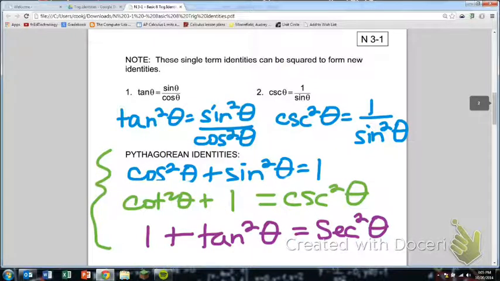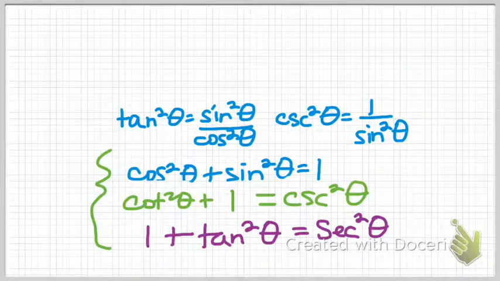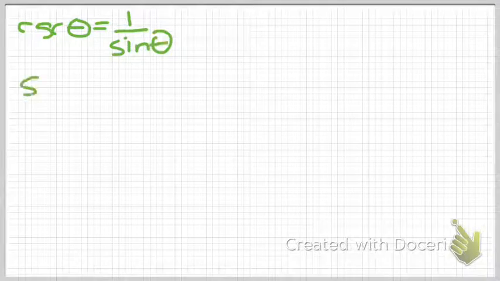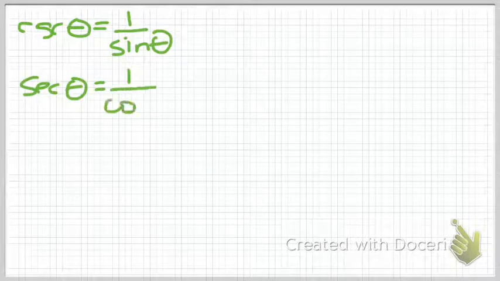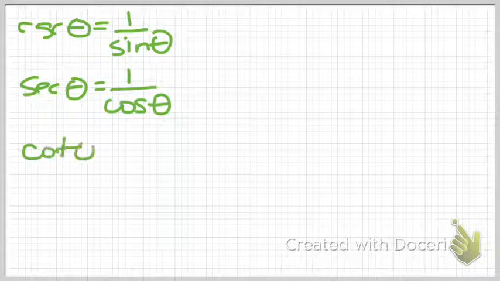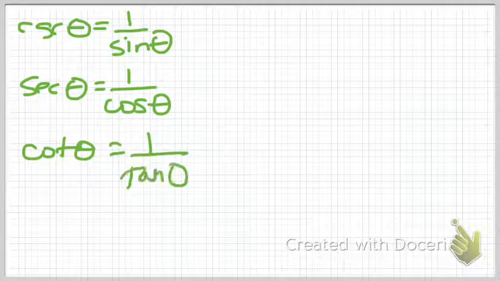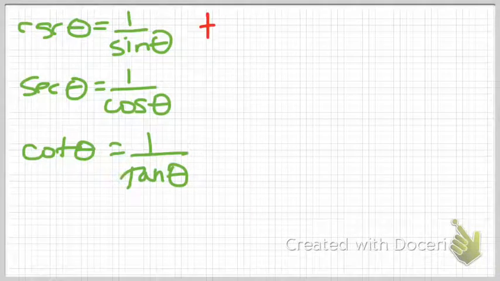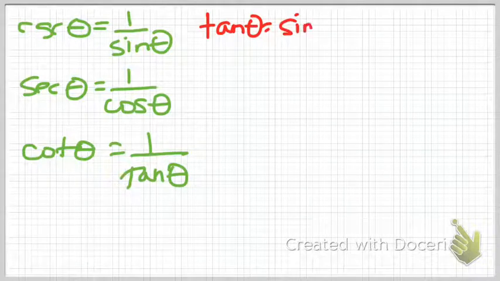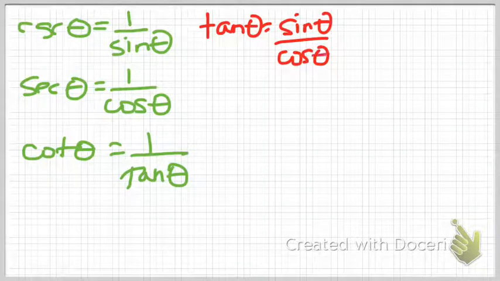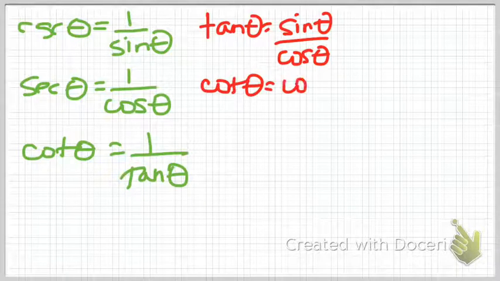So just to summarize real quick, the identities that you have to know are your reciprocal identities. That is that cosecant is 1 over sine, secant is 1 over cosine, and cotangent is 1 over tangent. Your reciprocal identities, that is tangent is sine over cosine, and cotangent is cosine over sine.